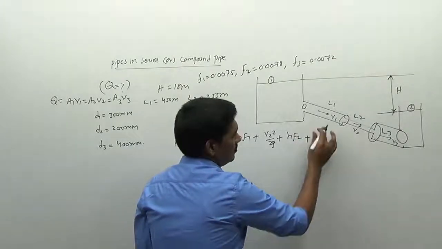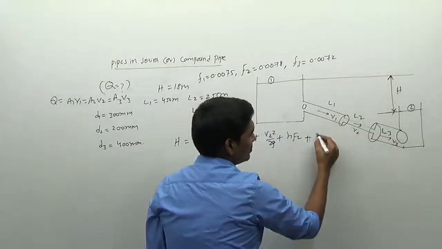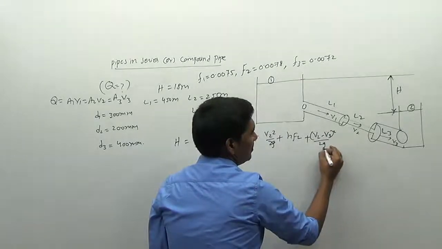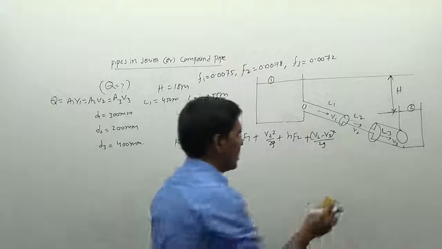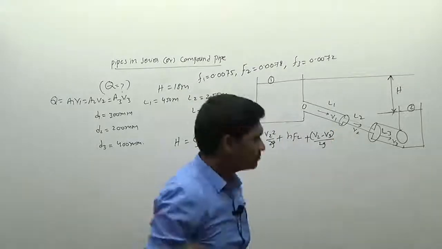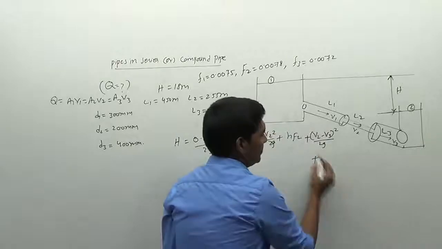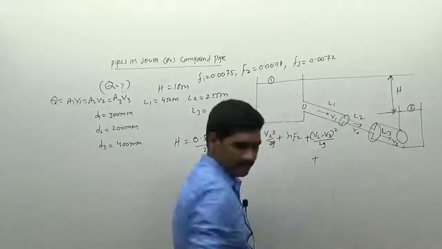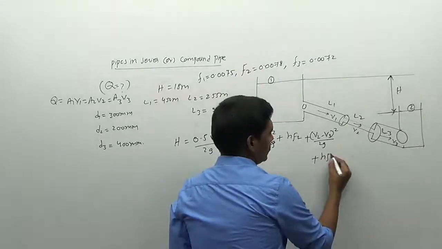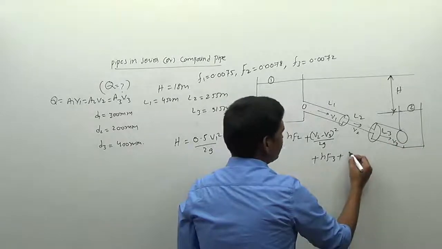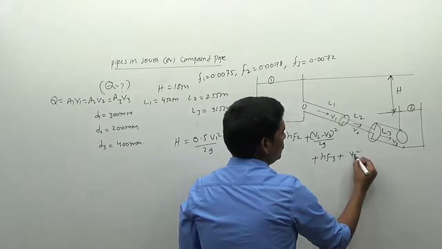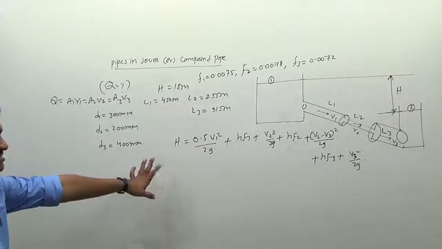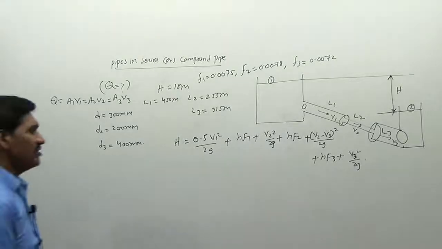HF2 plus, certain enlargement I am going for. Therefore, this value will be equal to V2 minus V3 whole square divided by 2G, I can say. Okay, so plus this value will be equal to HF3, plus exit. I am writing the value of exit, which is equal to V3 squared divided by 2G. Okay, this is a relation, this is a step for the total loss of head.